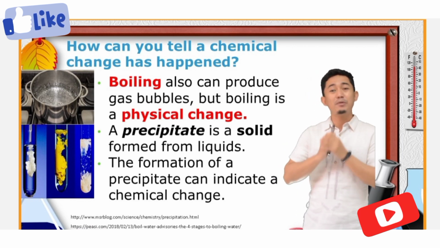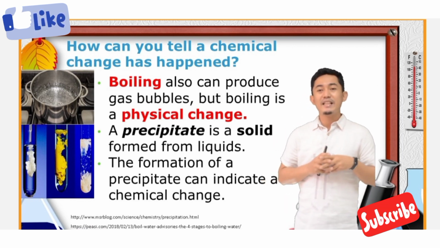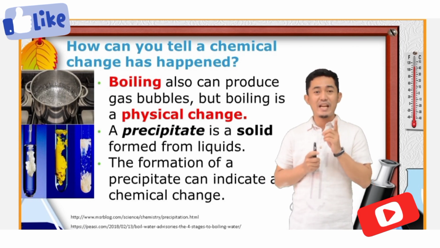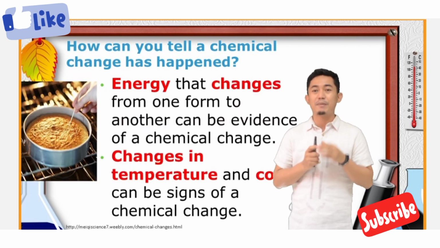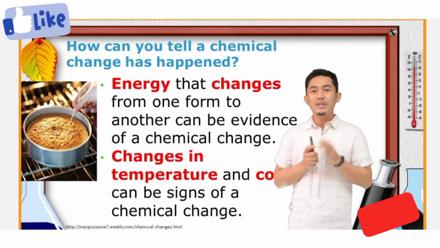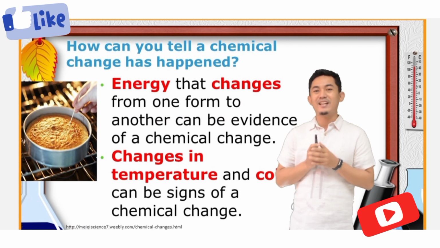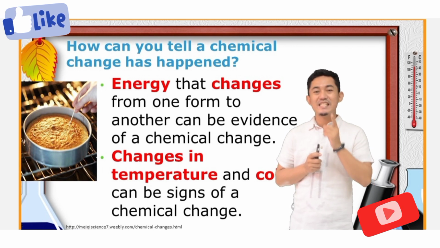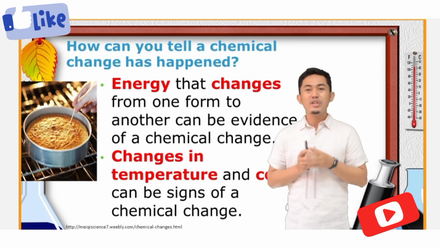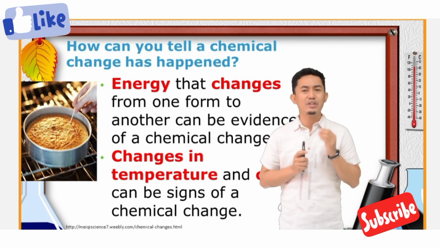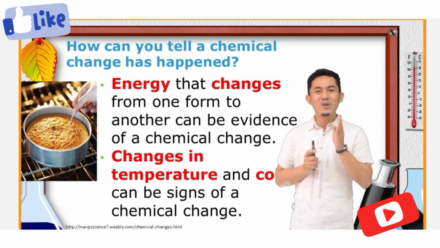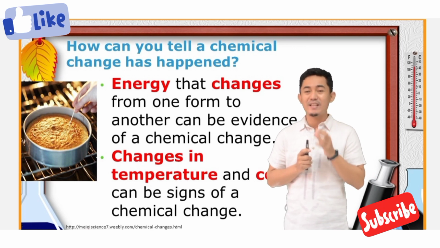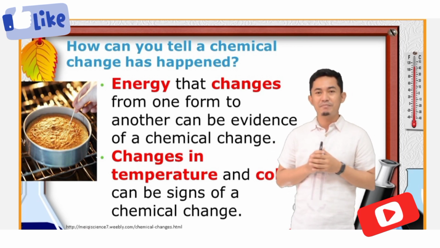This sign, the formation of a precipitate, can indicate a chemical change. Another sign is energy changing from one form to another, which can be evidence of a chemical change. And the last sign is changes in temperature and color, which also can be signs of a chemical change. I hope that these signs will help you to know if the event is a physical or chemical change.